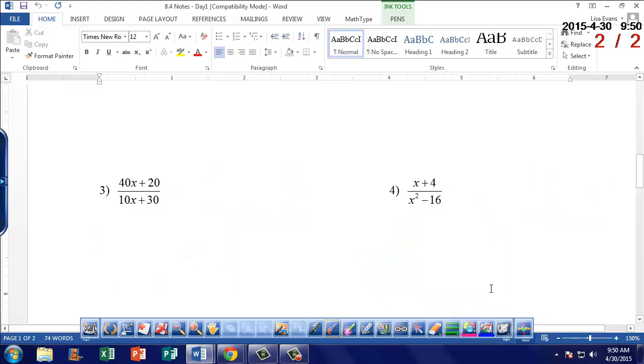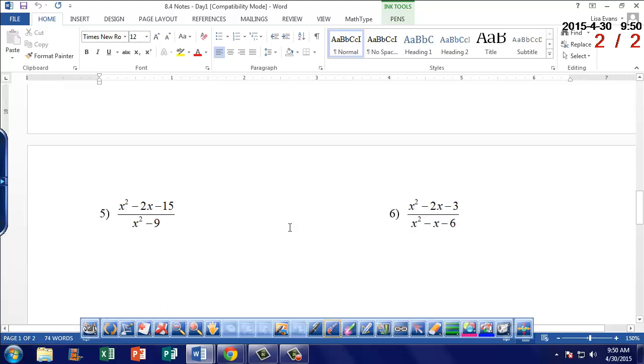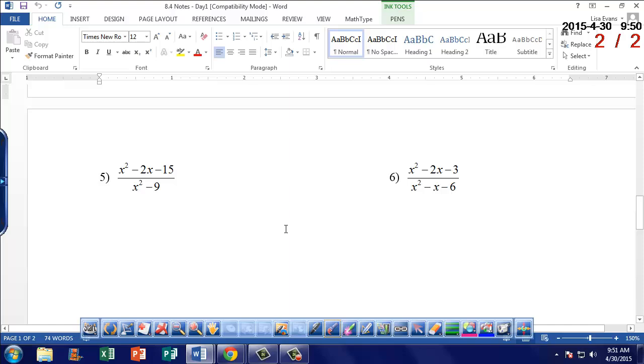Okay, we're just going to go ahead and keep factoring, and then at the end, I'll have some tries for you to try. Okay, number 5. This is easy AC factoring. Easy AC factoring because I have a trinomial and it leads with 1.